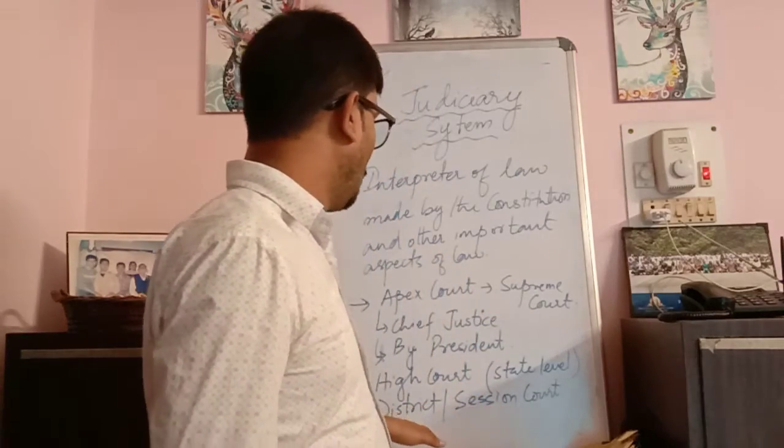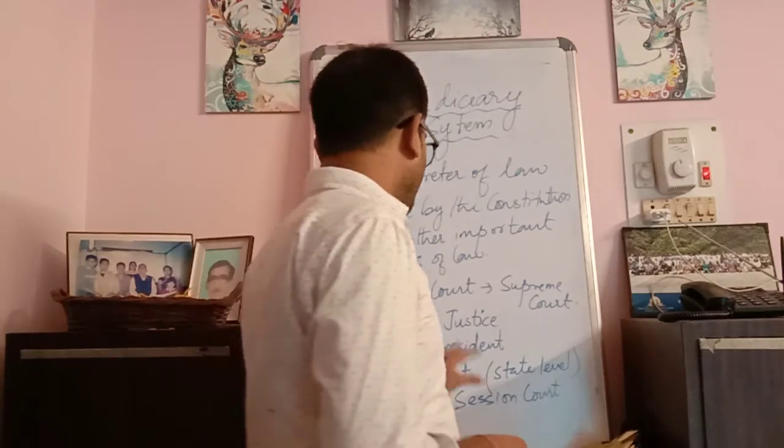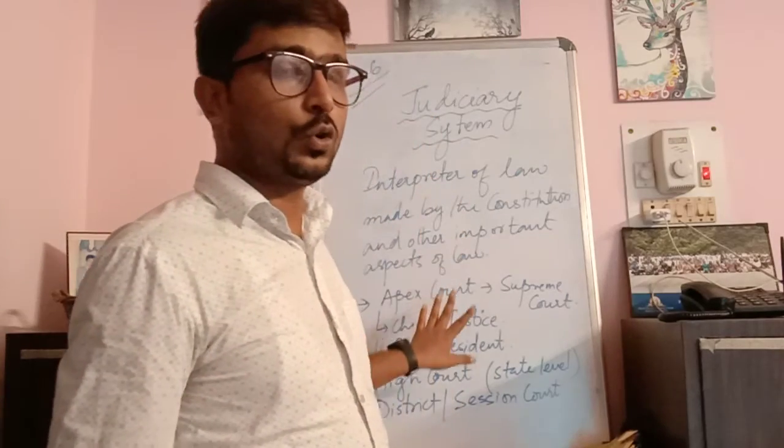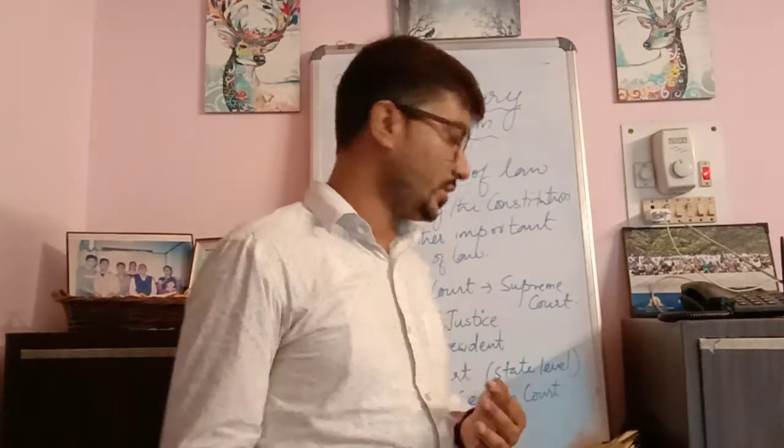And the people who take care of the judicial system in the district or session court are known as the district judges or the session judges. So this is just brief details about the three important organs that we have discussed. One is the legislature, then you have the executive, then the third one is known as the judicial system.